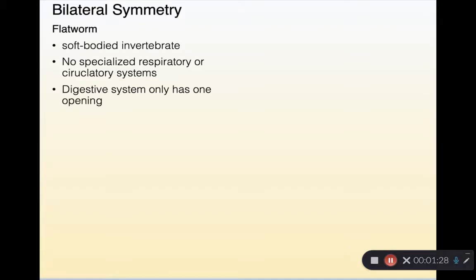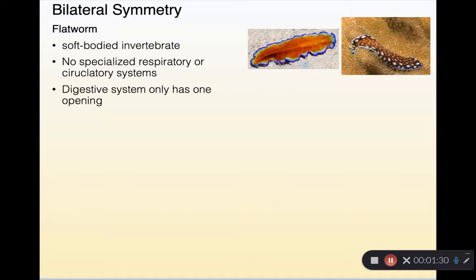So let's start with the flatworms. So flatworms are, again, we're still in the realm of invertebrates, so we don't have a physical spine yet. And for flatworms, we have these really soft body invertebrates. And they have no respiratory or circulatory systems. And that's the reason they're able to stay so flat. So they actually respirate basically through diffusion. And their digestive system only has one opening.